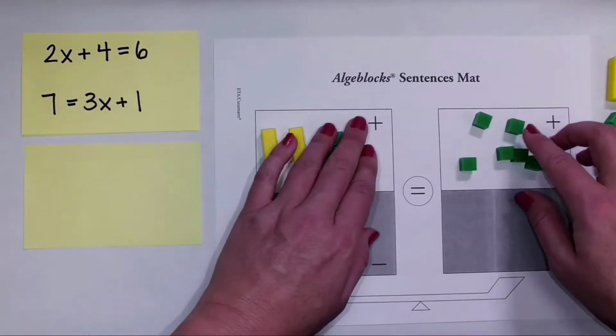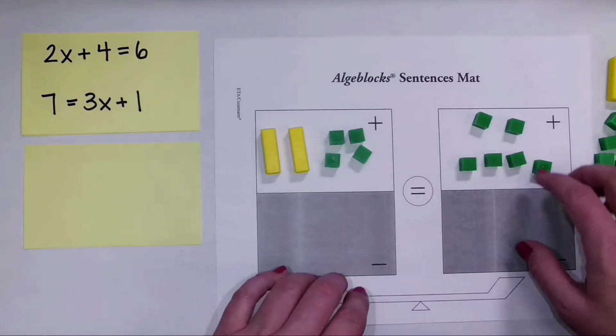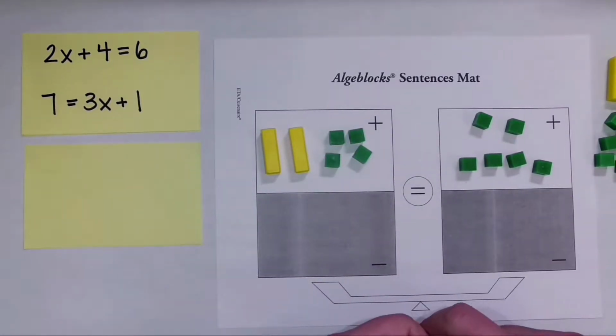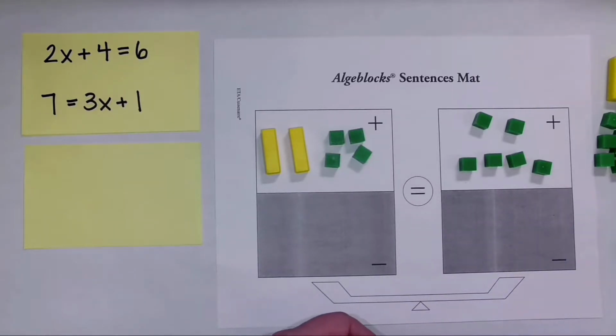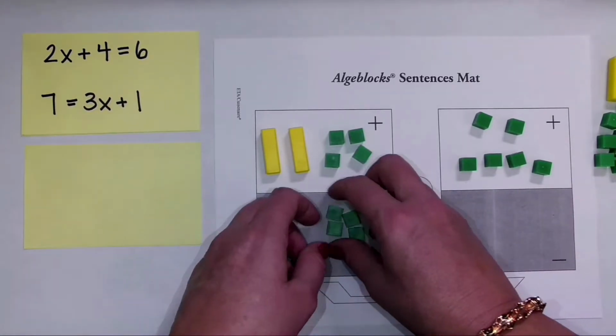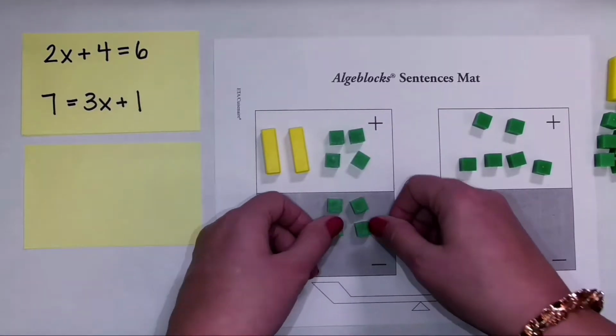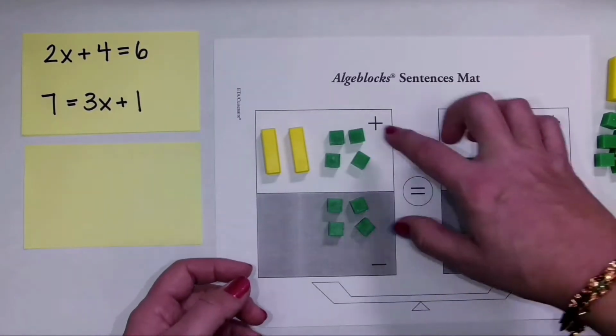That is a valid thing that we can do. But it might not always be that easy. Perhaps there wouldn't be positive 4 over here to take away. So we're going to use the concept of zero pairs. If I have positive 4 and I bring in negative 4, that would equal 0.